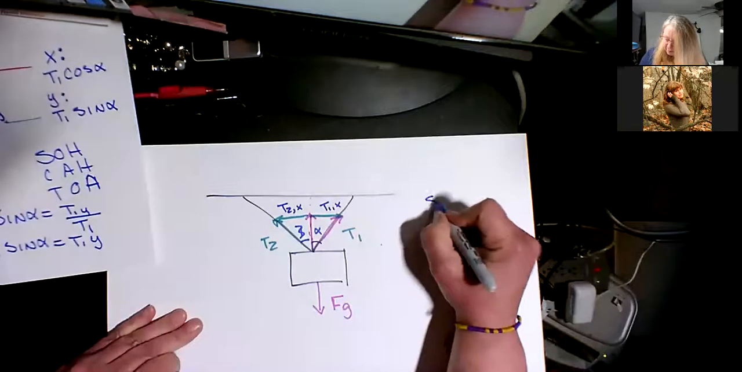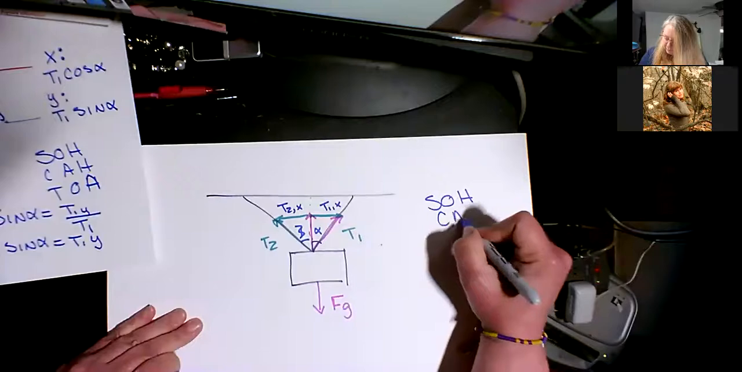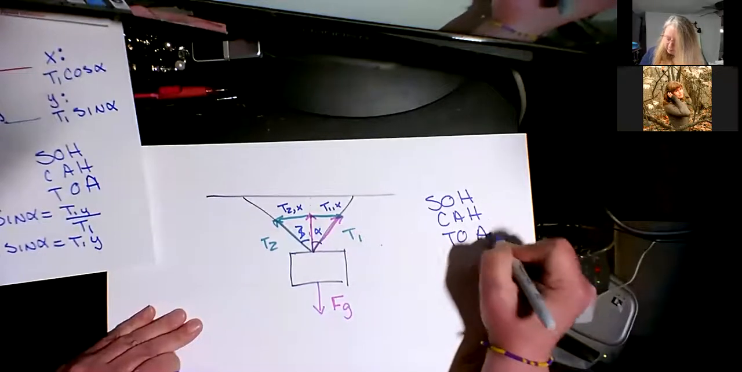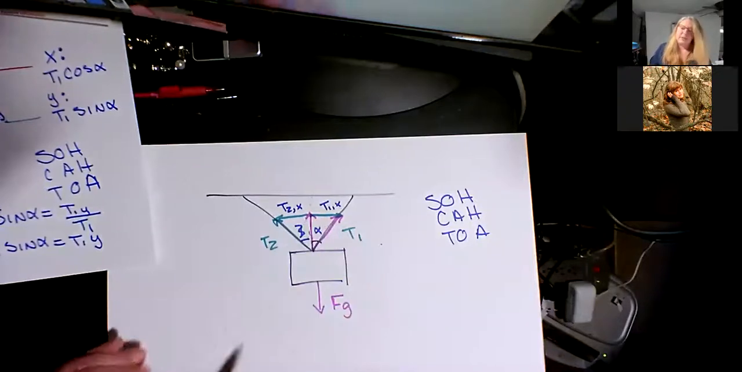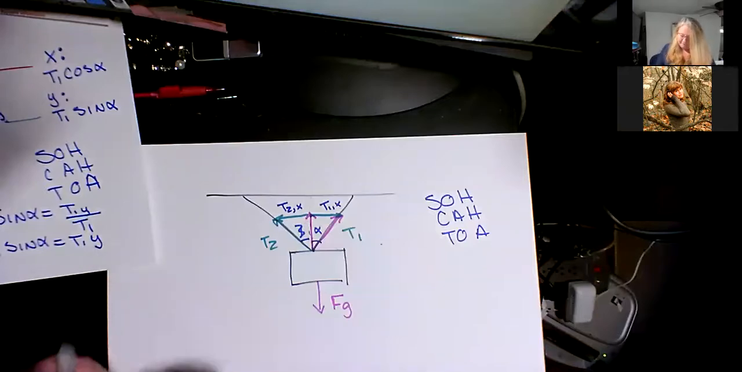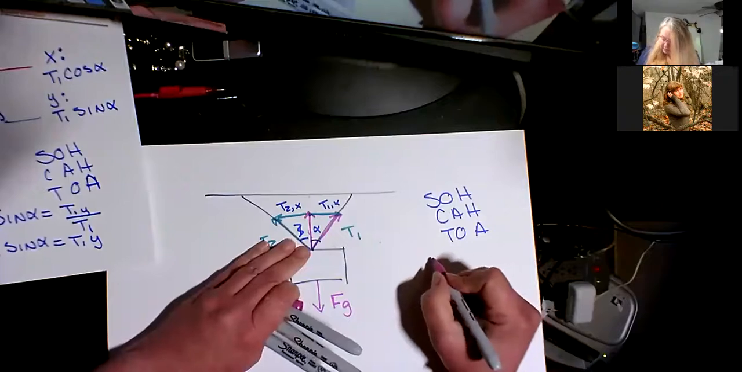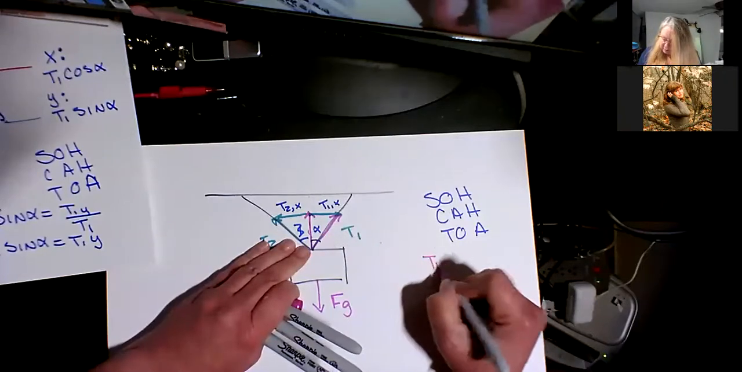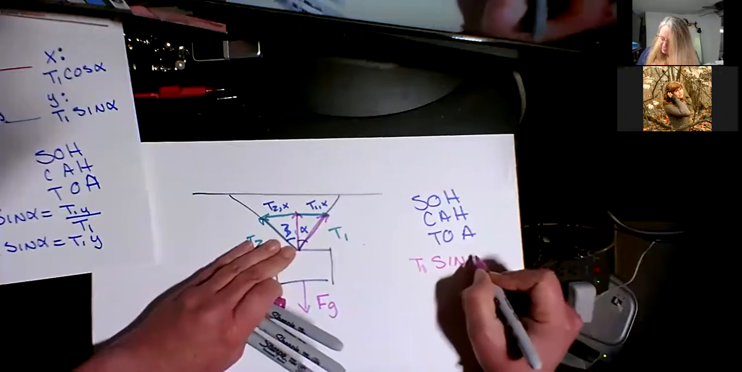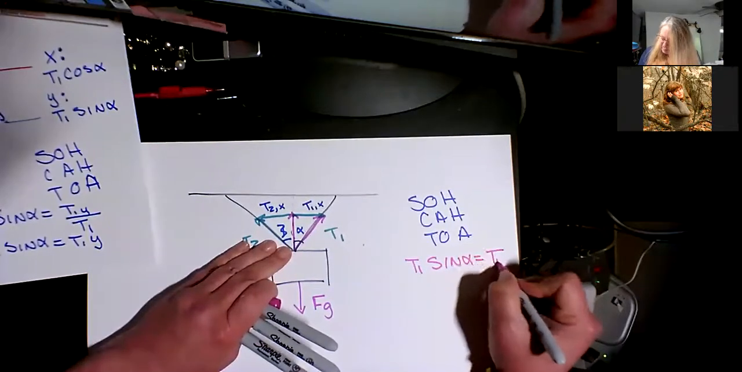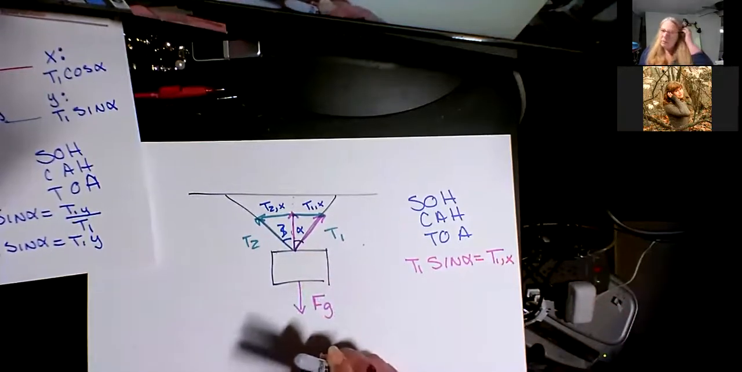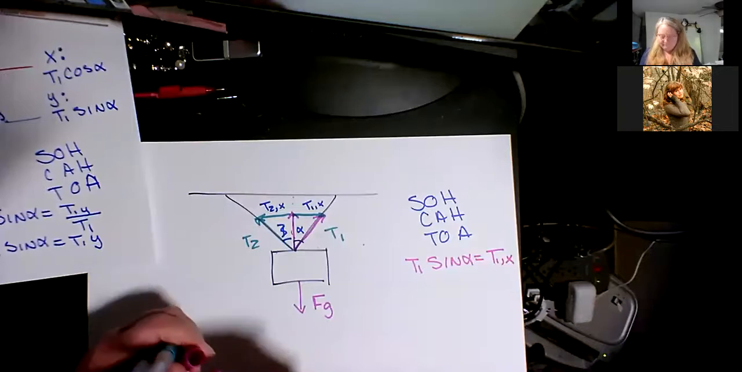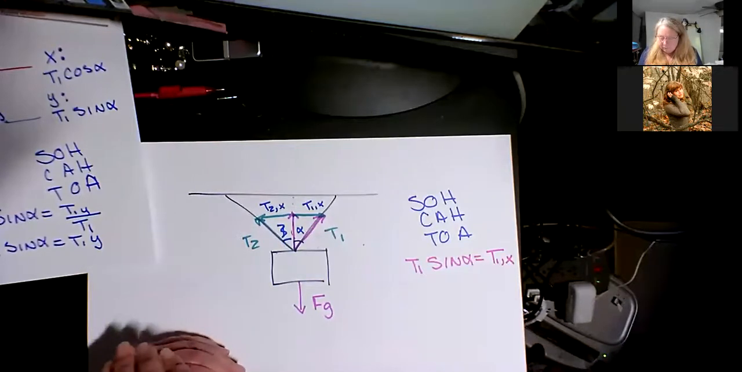So now going back to our mnemonic, and I look at this, here's my angle. Now my x component is the opposite side. So I would have, let's see, tension 1 sine of alpha equals my tension 1 in the x. You see that? Makes sense. So it totally depends.